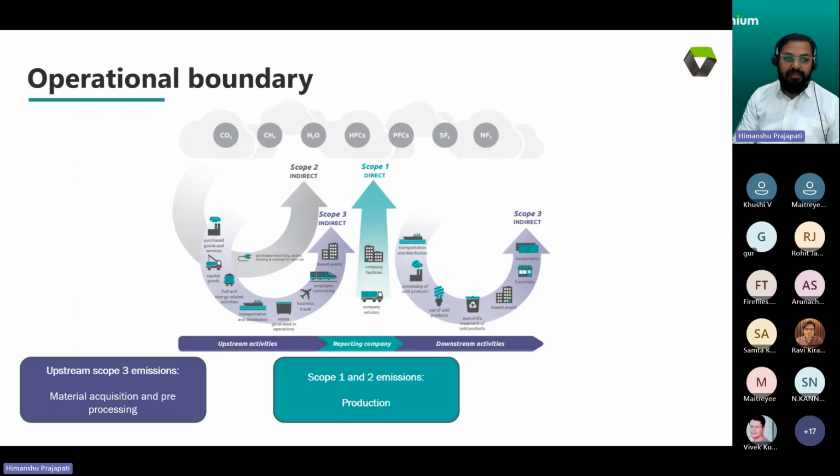Thereafter, whatever I do during the production of the vehicle is direct emissions, that is part of the reporting company's own emissions. When I say direct emissions, that is direct emission with respect to the company's facilities and company's vehicles. Scope 2 emission is still considered as indirect because that is purchased electricity.